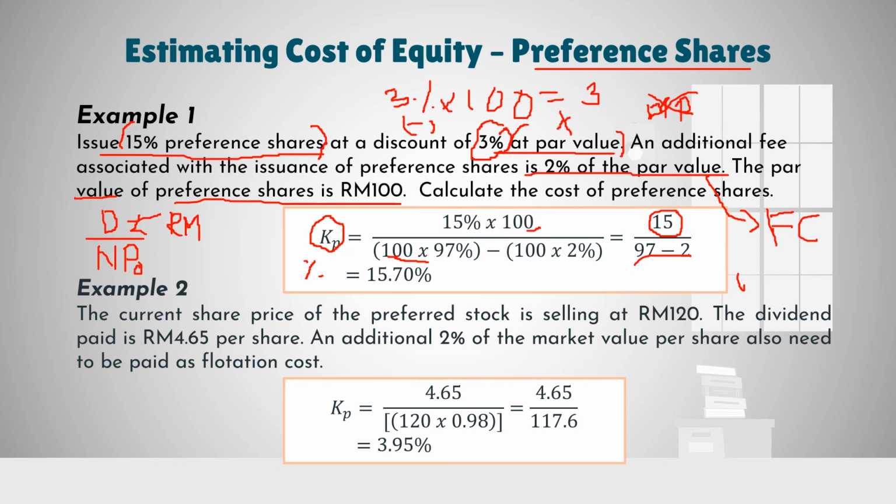For example 2, the current share price of preference stock is selling at 120. The dividend paid is RM4.65 per share. The additional 2% of market value per share also need to be paid as flotation cost. So sekarang ni it is very simple sebab soalan ni direct terus. Dia dah beritahu market price adalah RM120. Dividend dia dah beritahu RM4.65 per share, and additional 2% adalah FC. So you just put everything in the formula and you will get RM3.95.